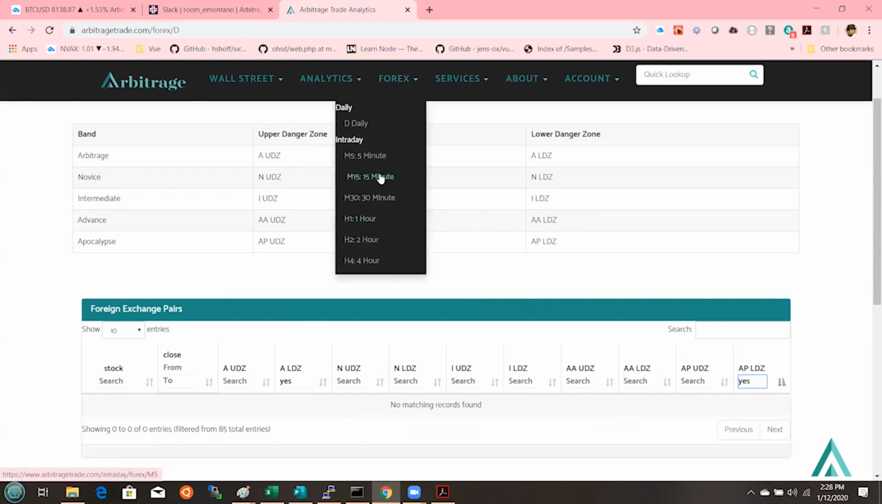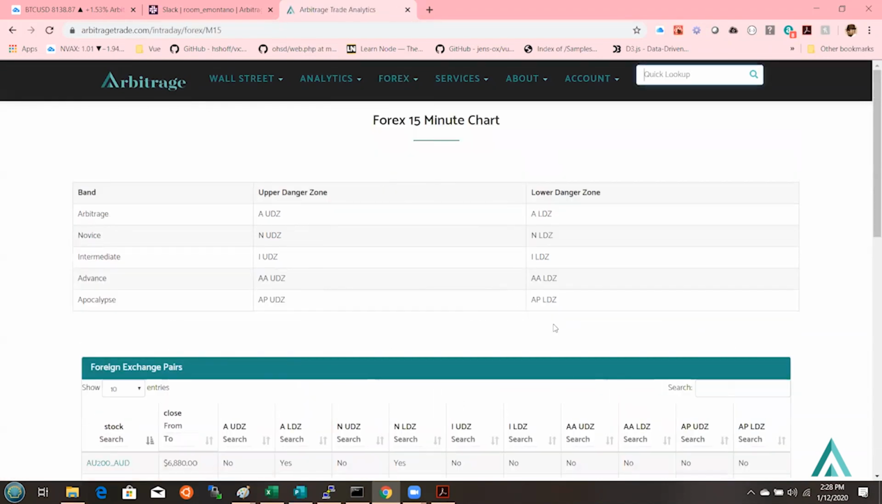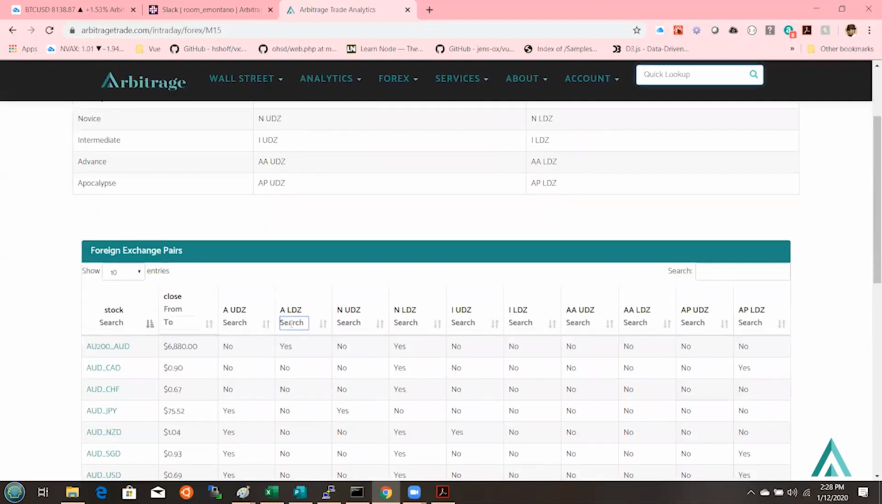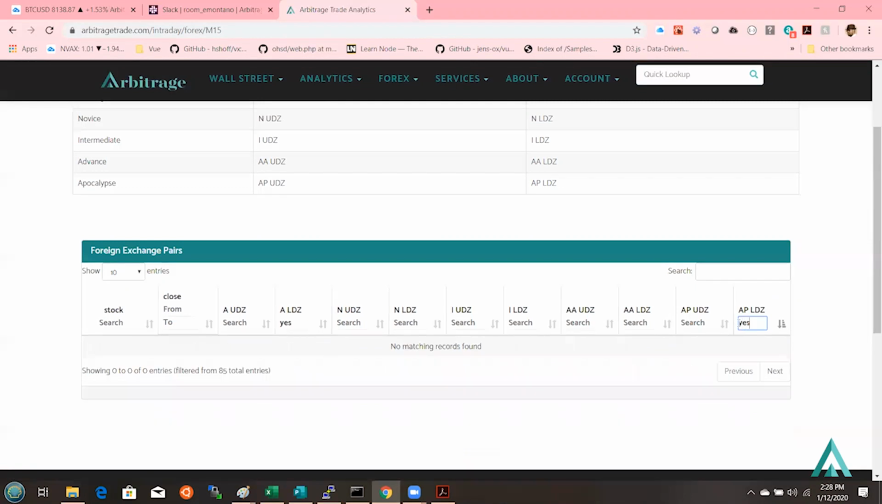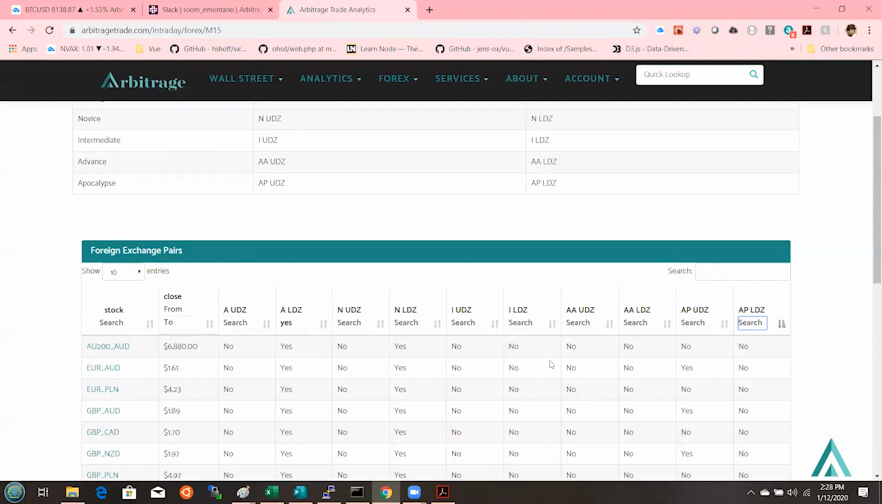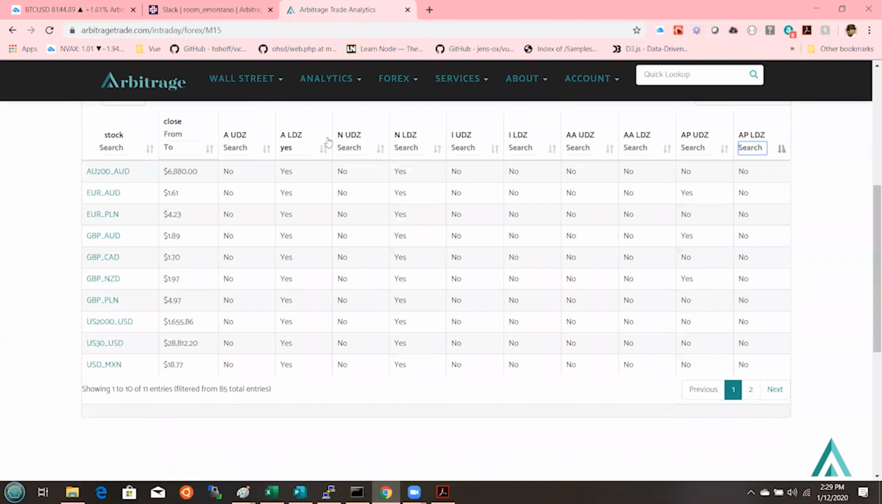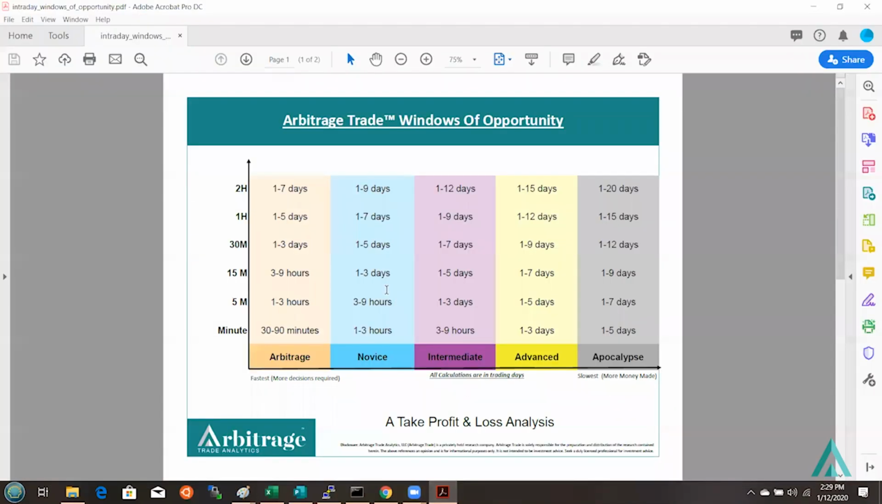But if, for example, I move down to the 15-minute chart, which is our default setting by the way, and I type in yes and yes, oh, we don't have any there. Let's try right at this point. These are all smaller trends. If I'm using that and the new Windows of Opportunity, this is going to be a 3 to 9 hour trade. So I'm trying to swing trade whatever this trade is.